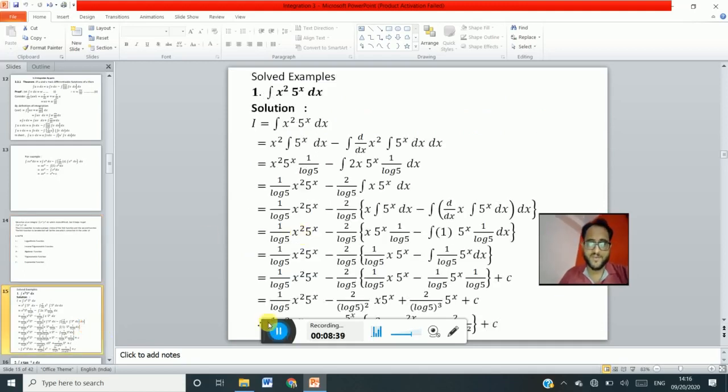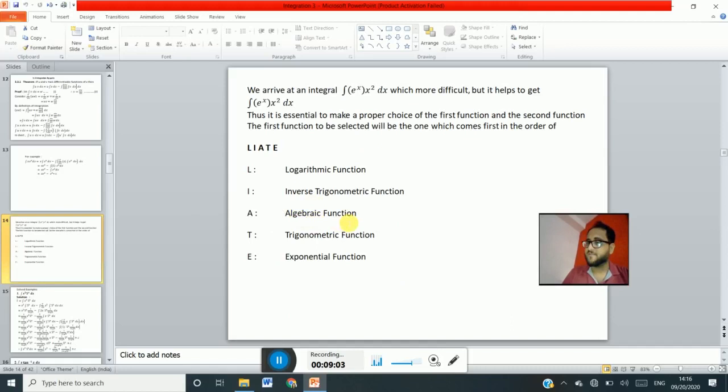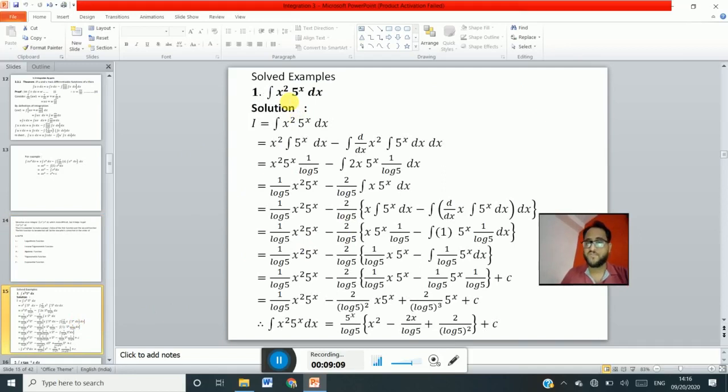Now see the example depending on this: integration of x square into 5 to the power x, right? Now x square is which function? That is an algebraic function, right? And 5 to the power x is what? Exponential function. So see, in LIATE, which comes first? Algebraic comes first, exponential is next, that is after algebraic. So we consider x square as the first function and use the integration by parts rule, right? Understand? Okay.